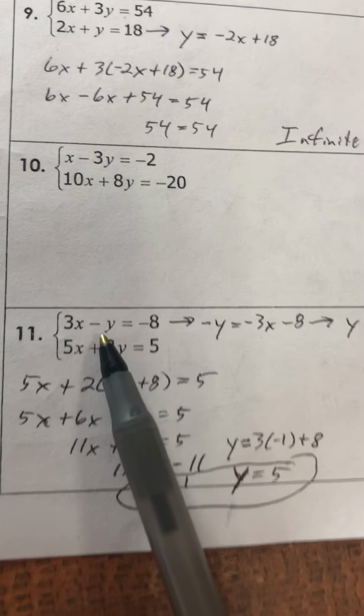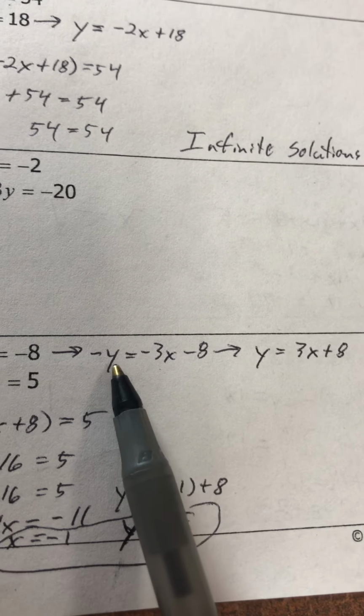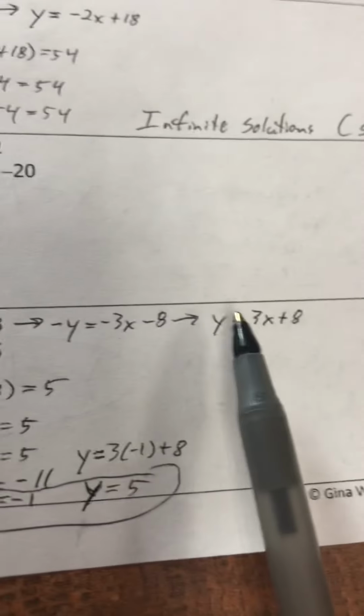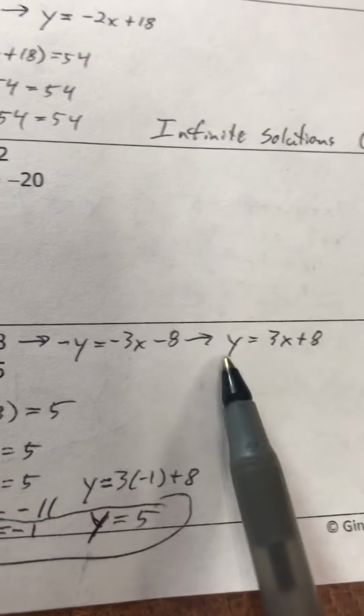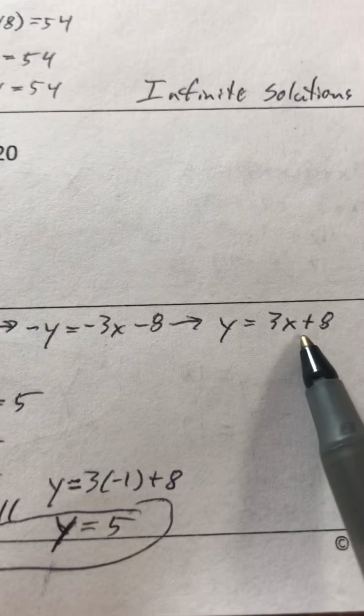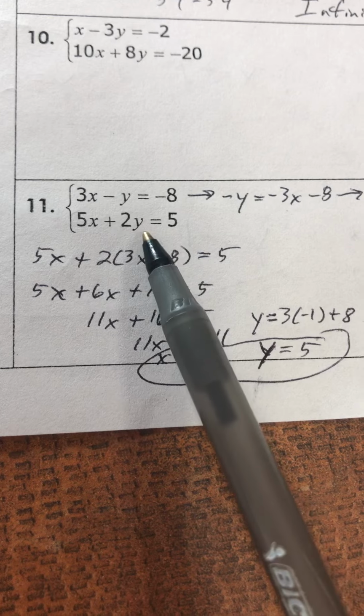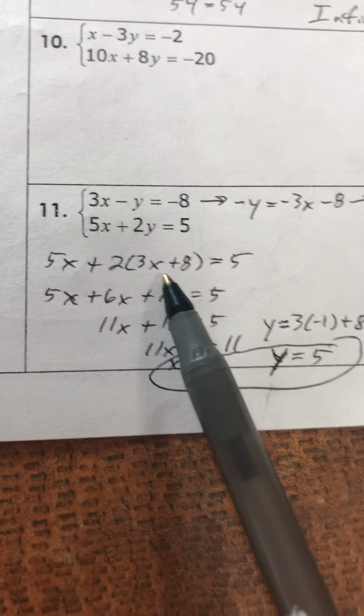Number 11, I changed this one. I had to do a two-stepper because this was negative y. I don't want to know what negative y is. I want to know what regular y is. So I had to get rid of all the negatives in this problem, so that changed all the signs to positive. Plug that in for y for this problem right there.